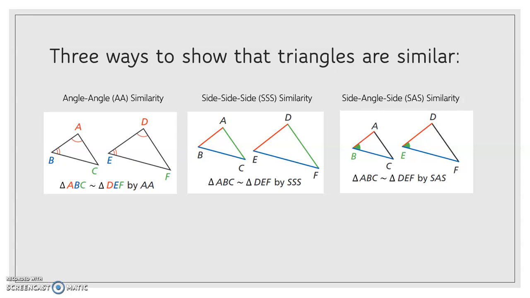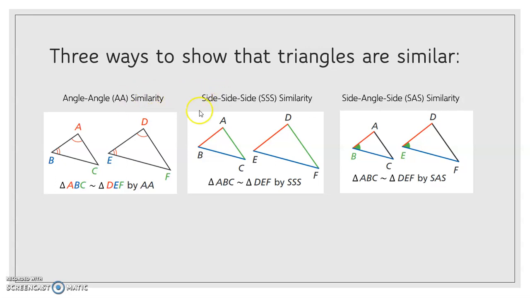So notice our first type of similarity is angle-angle similarity. In this type of similarity, we show that there are two pairs of congruent angles that correspond in our triangles. And if there are two pairs that are congruent, then we can say that the two triangles are similar using angle-angle similarity. Now, this one is very different from the ones we've looked at in the past because there are only angles mentioned in this one, not sides.